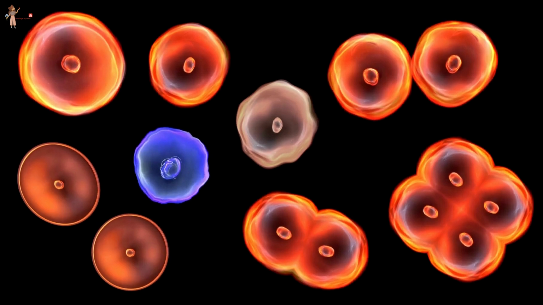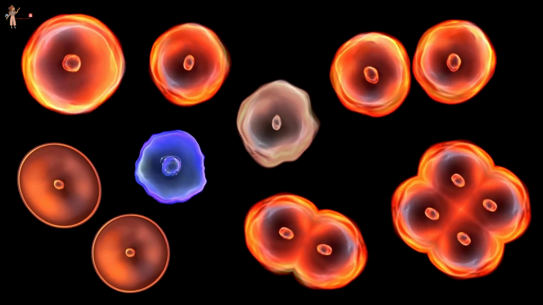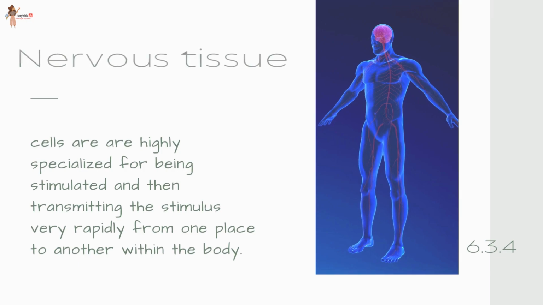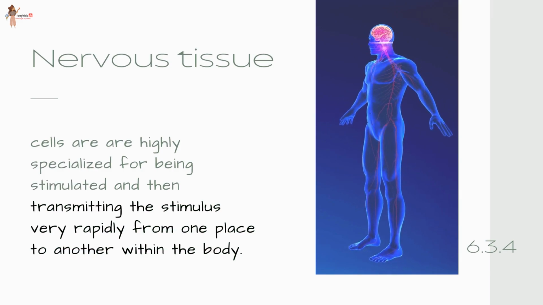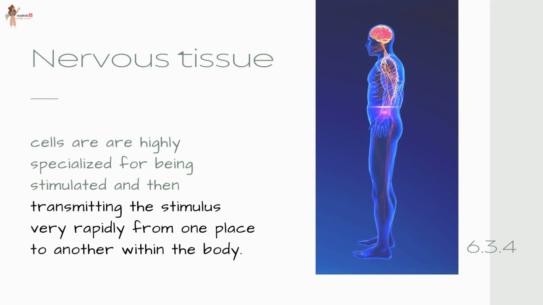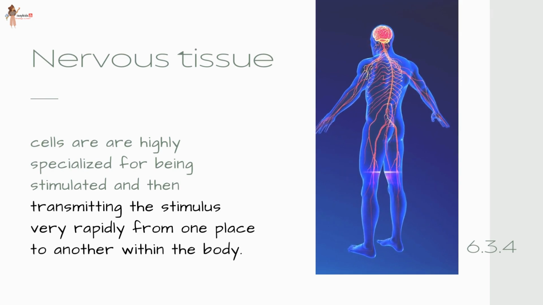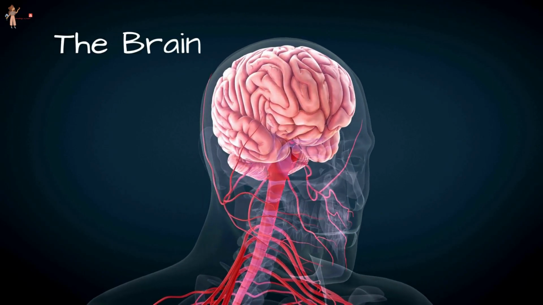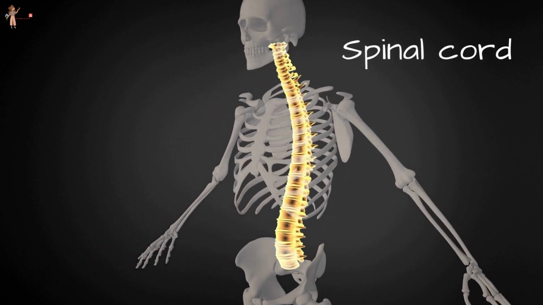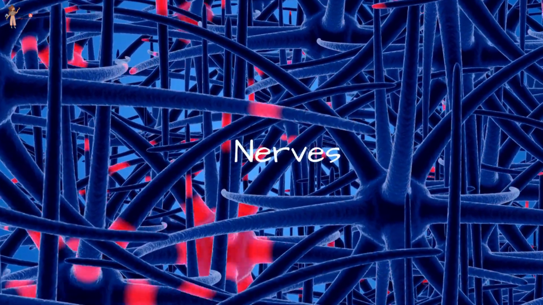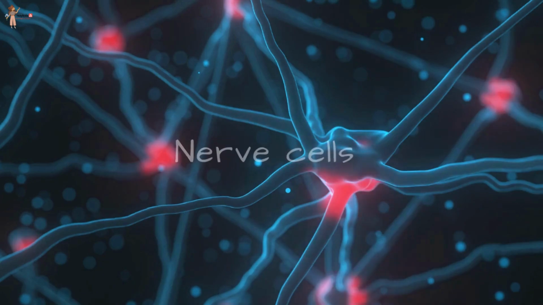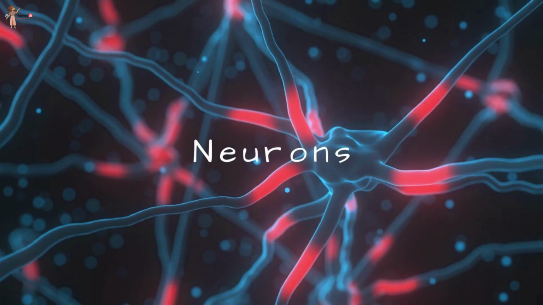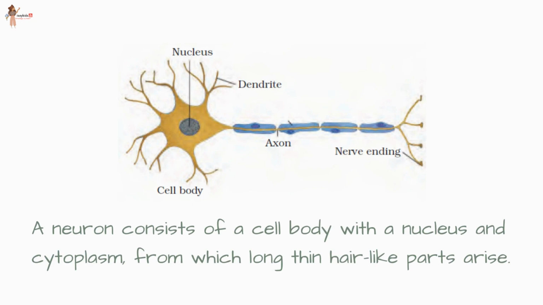Nervous tissue. All cells possess the ability to respond to stimuli. However, cells of the nervous tissue are highly specialized for being stimulated and then transmitting the stimulus very rapidly from one place to another within the body. The brain, spinal cord, and nerves are all composed of the nervous tissues. The cells of this tissue are called nerve cells or neurons.